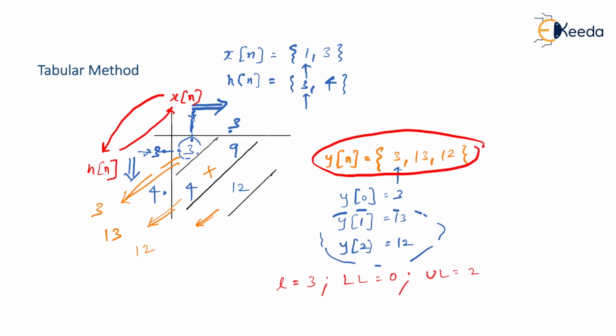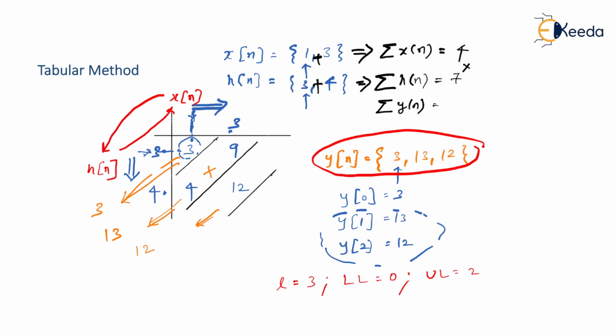Even for this problem, we will see summation of x of n, it is 1 plus 3, which is 4. Summation of h of n is 7. And 4 sevens are 28. That should be summation of y of n. So this is y of n. It is 13 plus 3, it is 16. 16 plus 12, it is 28. So as you can see, these properties are working. Remembering these properties is very important from the GATE point of view.